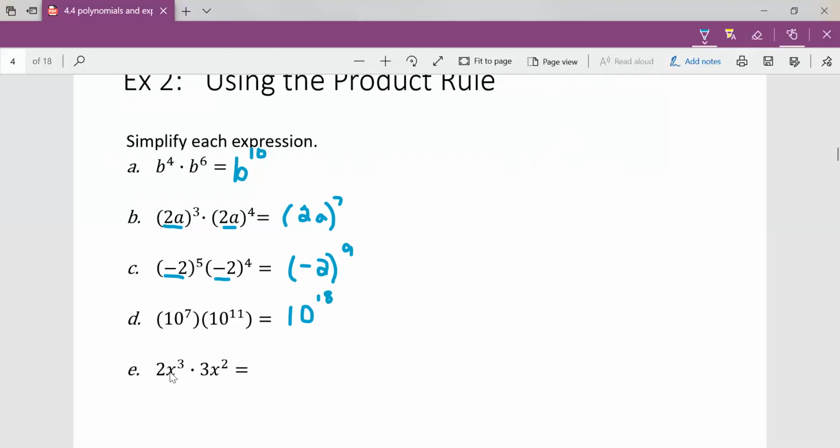Now this one can get a little confusing because I have this 2 and the 3 out front. I'm going to rewrite this because multiplication is commutative. So it says 2 times 3 times x to the 3rd times x to the 2nd. The reason I did this is because this 2 and 3 do not have an exponent, and because they don't have an exponent, we don't need to do anything with them. They're just 2 times 3. So that's the same as 2 times 3 is 6, times x to the 5th power.